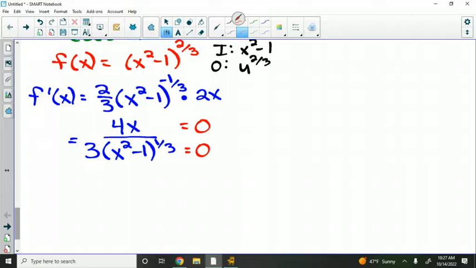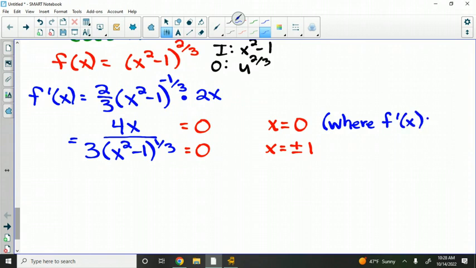So when we set the top equal to 0, 4x equals 0, divide by 4, we get x equals 0. Then when we set the bottom equal to 0, first we would divide by 3, still 0. Then to get rid of the 1/3, you would cube each side, still 0. Add 1 to each side, so now we're at x squared equals 1. Then square root each side, and we get x equals plus or minus 1. And then just to describe what's happening with each of them, the x equals 0 is where f prime of x equals 0, and this plus or minus 1 is where f prime of x does not exist.